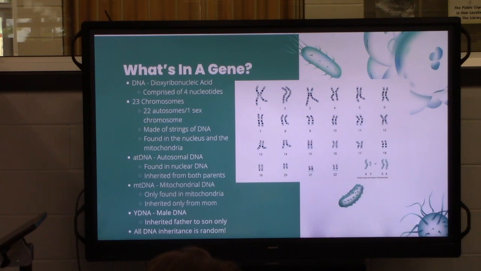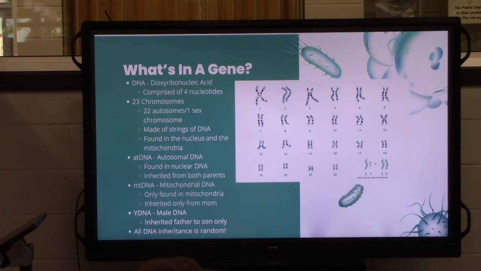So ATDNA is known as autosomal DNA. That's what that stands for. And autosomal DNA is found in the nucleus, and it comes from both of your parents, and then you inherit it further from way, way back, generations back. About 5 to 7 generations back on average is how far we can track autosomal DNA. You get that from almost everybody in your family. Grandparents, great-grandparents, so on and so forth.